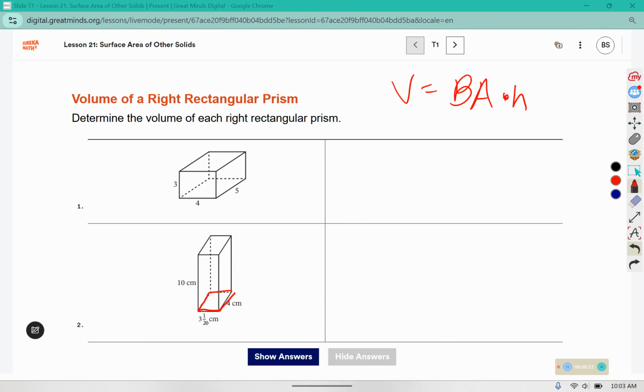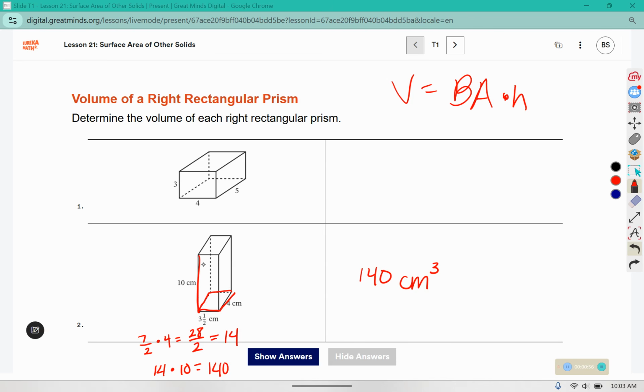So we have 3.5, which can be rewritten as 7/2, times 4, which would give us 28/2. So our base area, 28/2, is 14. So base area times height, the height of the whole prism is 10. 14 times 10 is 140. So our volume is 140 centimeters cubed.